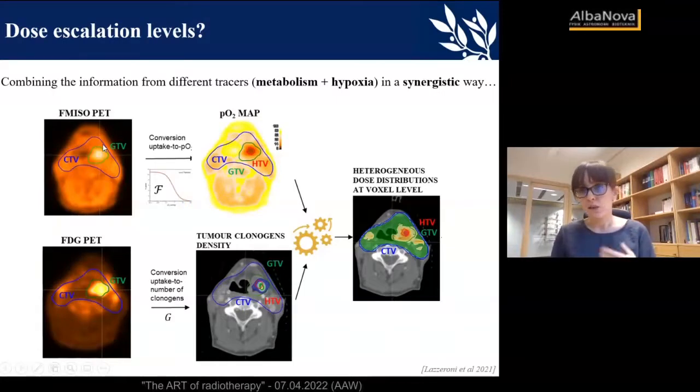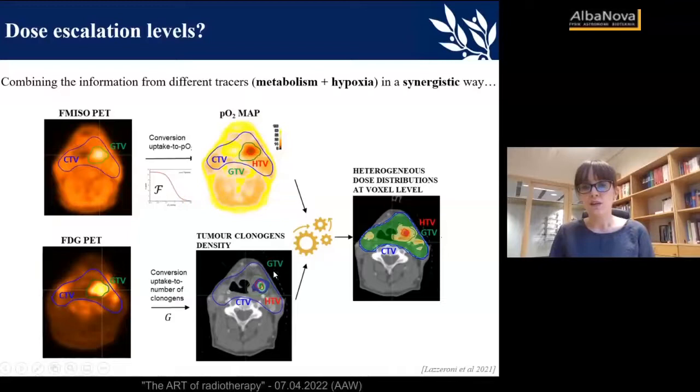And here is how the method can schematically be described. So we start again with an F-MISO, which is a hypoxia tracer PET image. We convert the uptake to oxygen partial pressure maps, so oxygen level expressed in millimeters of mercury. And then we take an image of the metabolism, so an FDG PET image, and convert the metabolic information into density of tumor cells, rather tumor clonogenic density, so density of tumor clonogenic cells.